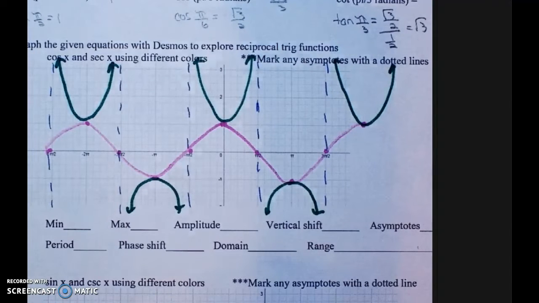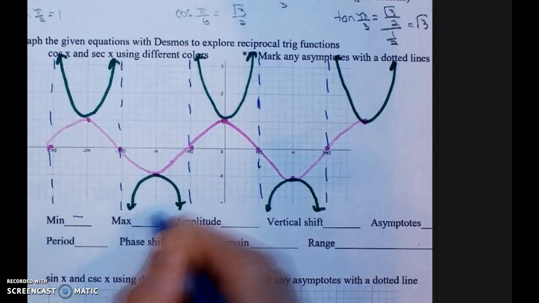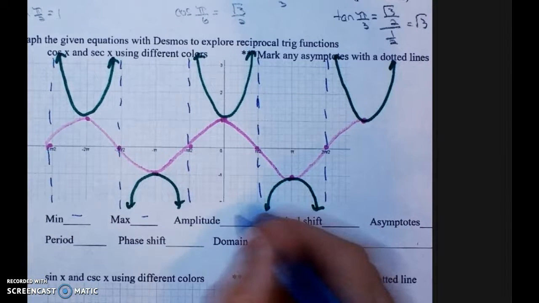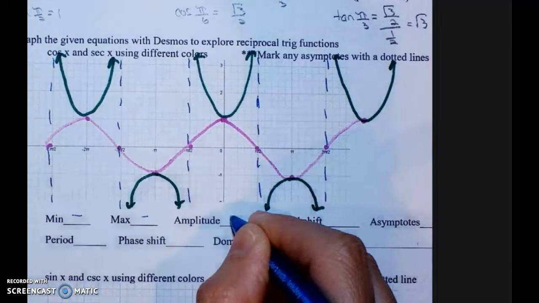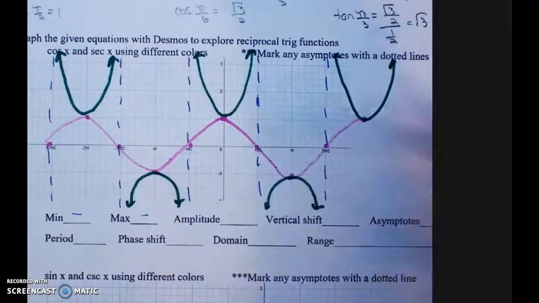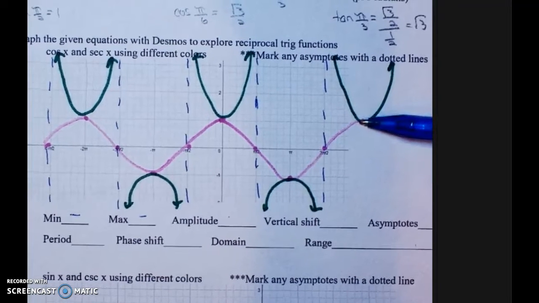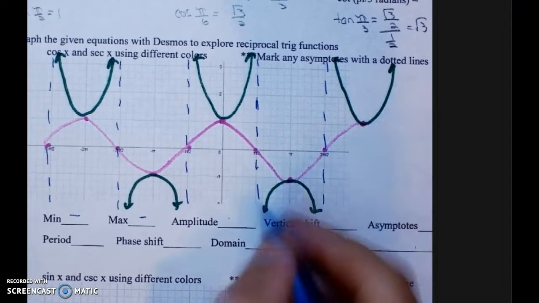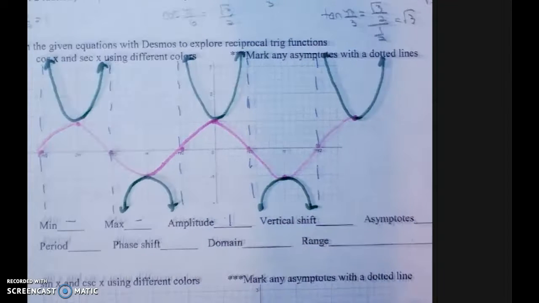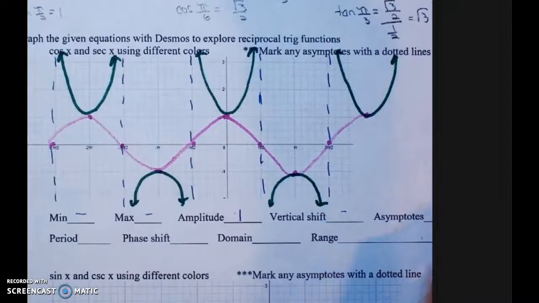I don't have a minimum, and I don't have a maximum. We're not really dealing with an amplitude here, although we could be dealing with an amplitude. If you think about your definition of a midline or definition of an amplitude, it's the distance from the midline to that point here or below, so your amplitude would be 1. There's no vertical shifts that we're talking about at this time.